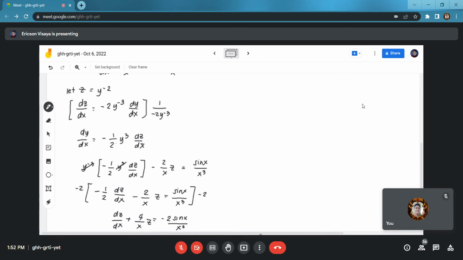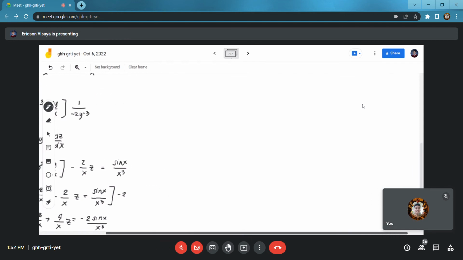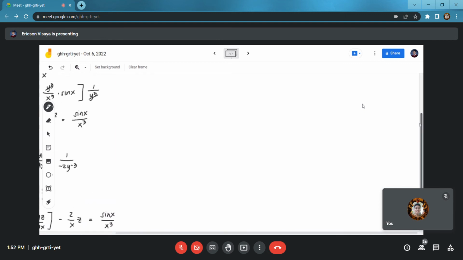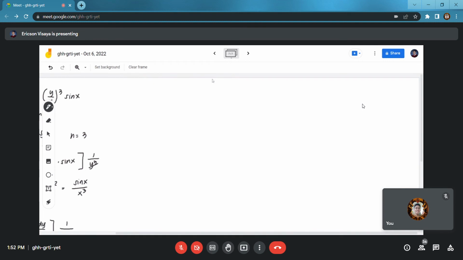So, ito, pwede nating applyan ng process ng LDE, no? Okay, so, bali meron tayo dito, dz over dx plus 4 over x z is equal to negative 2 sine x all over x cubed. So, bali yung p natin ngayon, p is equal to 4 over x, tapos yung q natin is equal to negative 2 sine x all over x cubed.